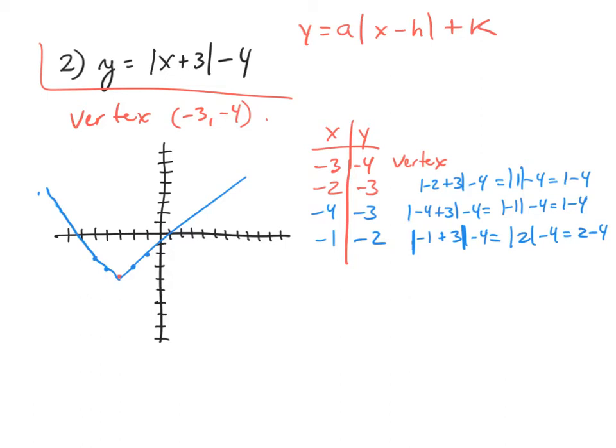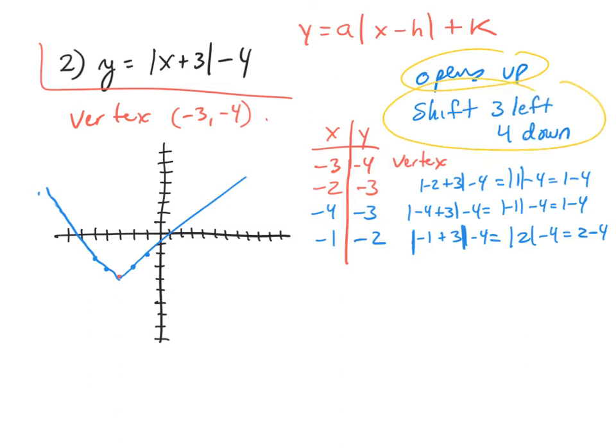So our vertex was -3, -4. It opens up, and it shifts 3, since it's a -3, 3 to the left, and 4 down. Because remember, the original point for the parent graph is at 0, 0. So it's moving 3 to the left, 1, 2, 3, and 4 down, 1, 2, 3, 4.